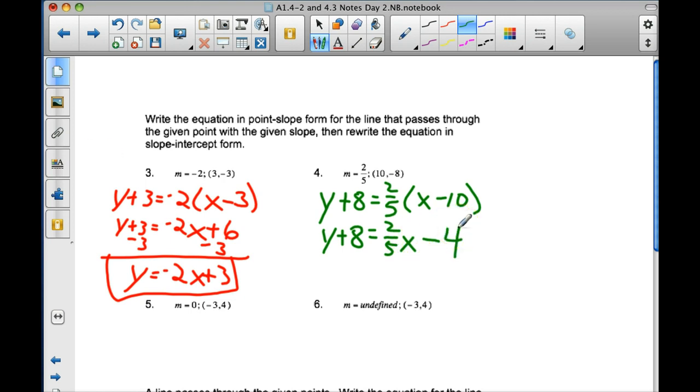Hey, remember 2/5 times negative 10 is negative 4. Okay? 5 and the 10 cancel, make it a 2. 2 times 2 is 4. That's where I get the... Oh, it's 20. And then I'm going to subtract 8 from both sides. Y equals 2/5 x minus 12.